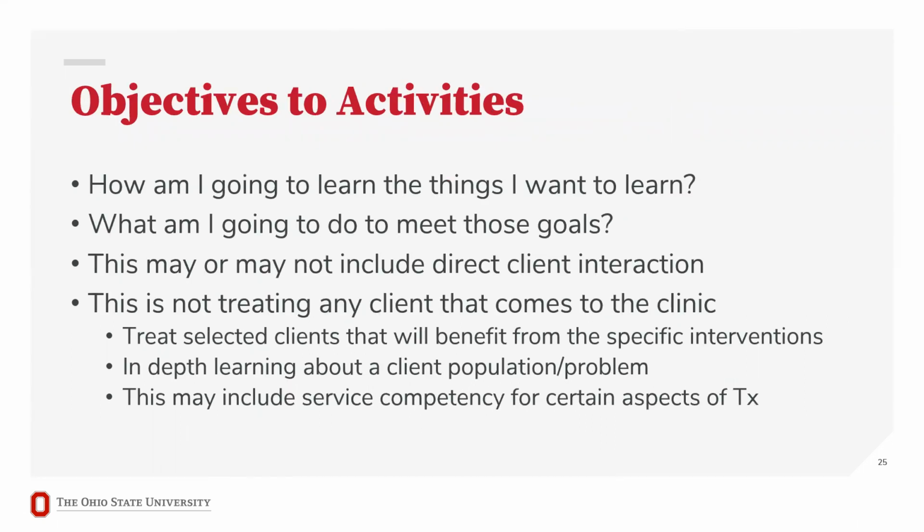So after you've decided on these objectives, you need to figure out the activities you're going to engage in in order to learn the things you want to learn. This feels a little bit counterintuitive sometimes, because we automatically jump to, what am I going to do when I'm there for 40 hours a week for 14 weeks? Take a step back, try it this way, and think about what you want to learn. Then you can think, what am I going to do to meet those goals?